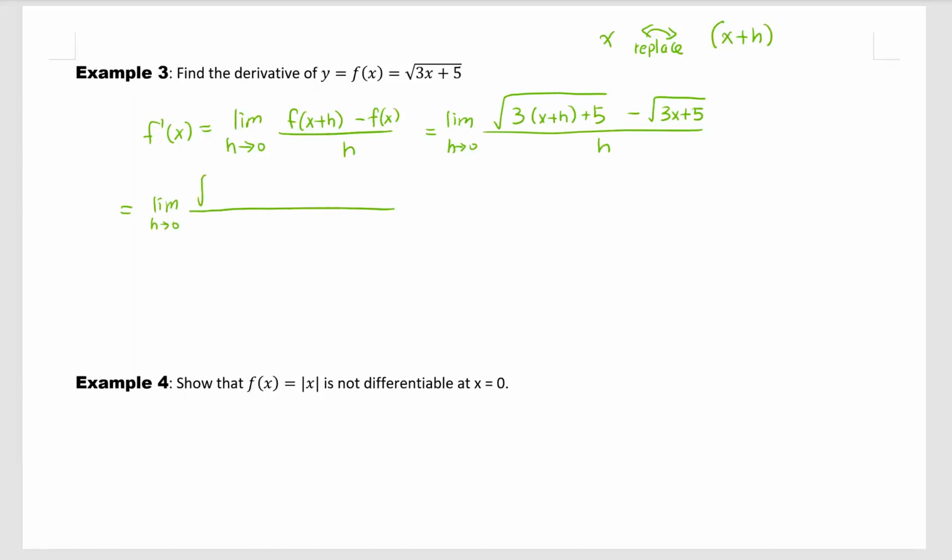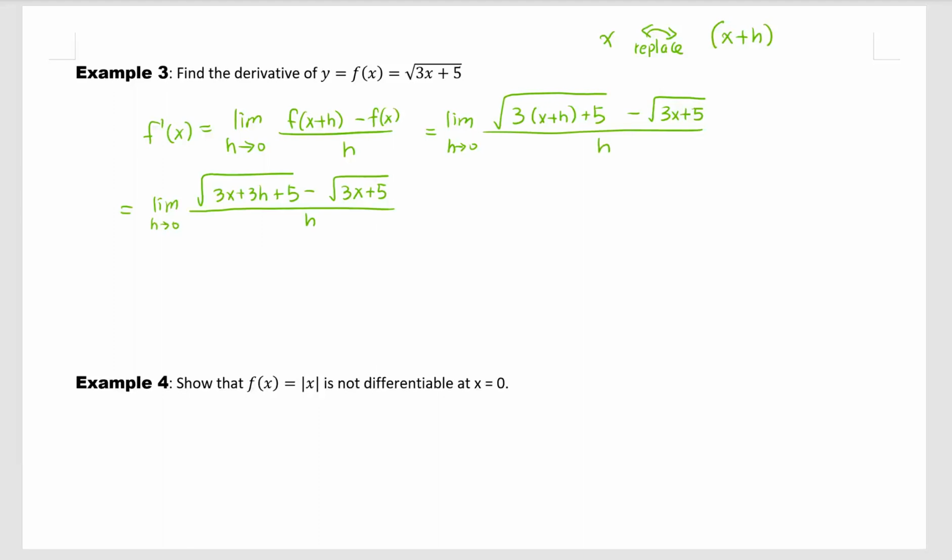Okay, what is this guy? Let's distribute. This is 3x plus 3h, right? So 3x plus 3h plus 5 minus 3x plus 5. When we try to plug in h is 0, in the numerator we get this term and this term, they're just the same thing. So we have 0 over 0. 0 over 0 means there is a bad guy, right? But how do we continue?